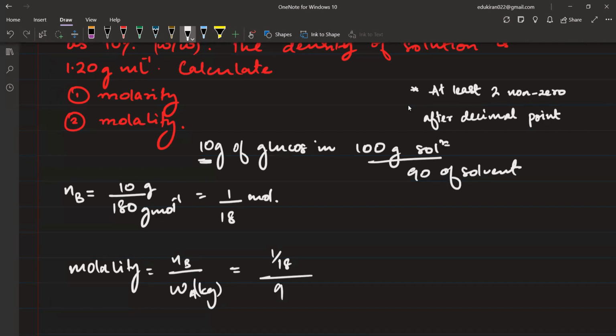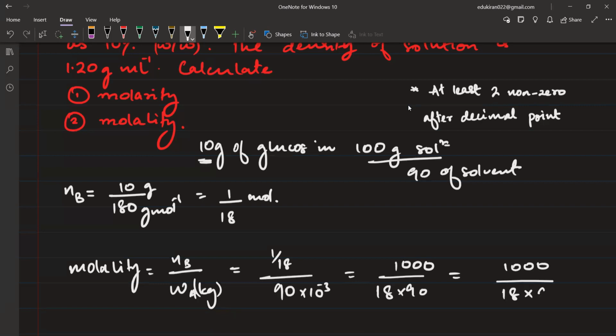So I will divide this by 90 into 10 to the power minus 3. Because it is in gram, I have to convert this to kg. Now this will be 1 upon 18 into 90, and here you will be having 1000. And now you solve this. So you have 1000 upon 18 into 90. You can cancel 0 and 0 here.